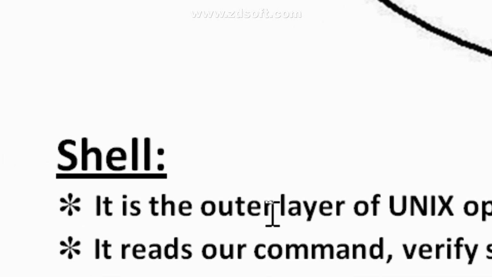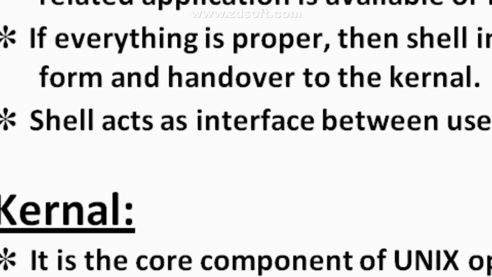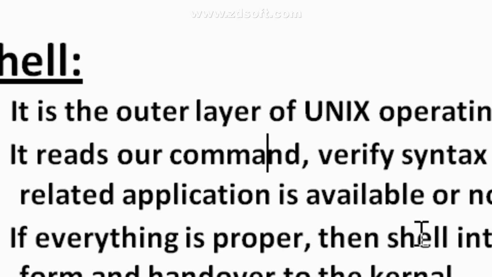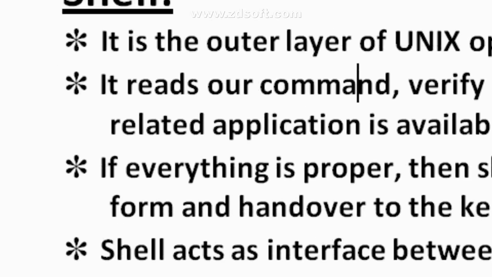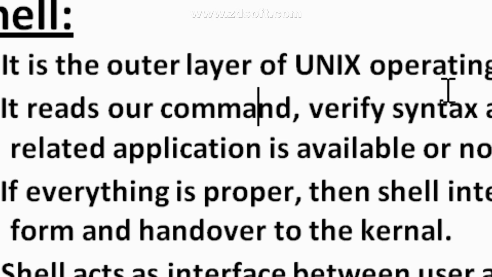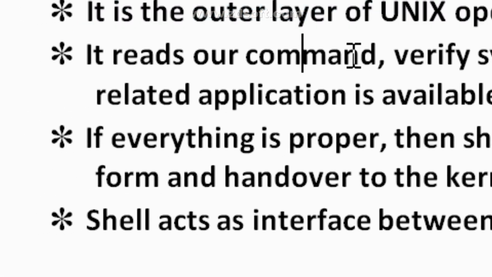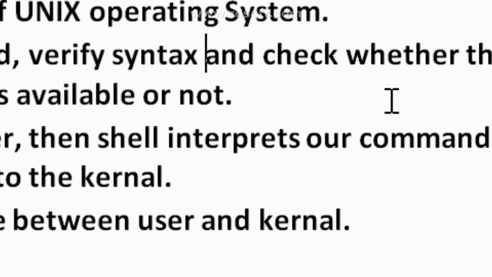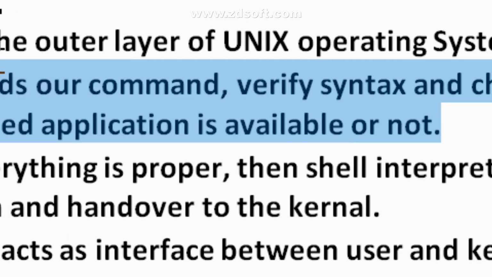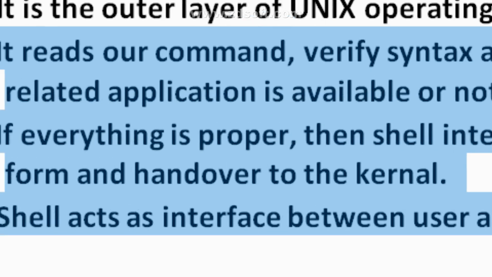Shell is the outer layer of the Unix operating system. It reads the commands and verifies them. The first class already explained what shell and kernel are. If you execute any command, that command is first received by the shell only, and it reads the command and verifies the syntax, whether the command is correct or not. Is there any syntax error or not? It is verifying. If everything is proper, then the shell interprets the command and it will be executed.